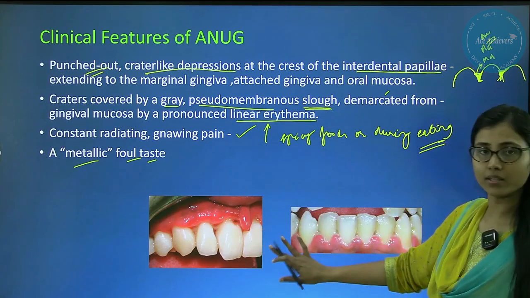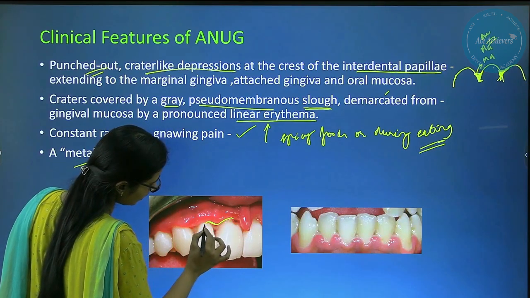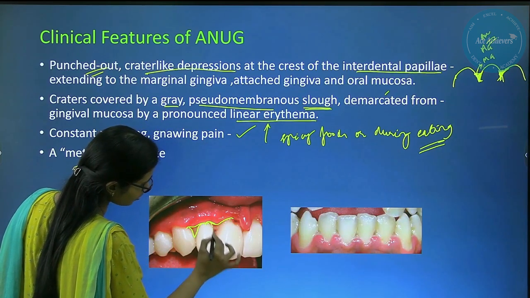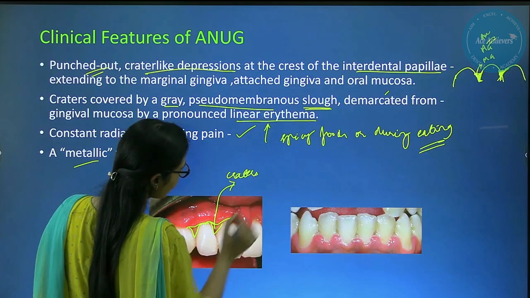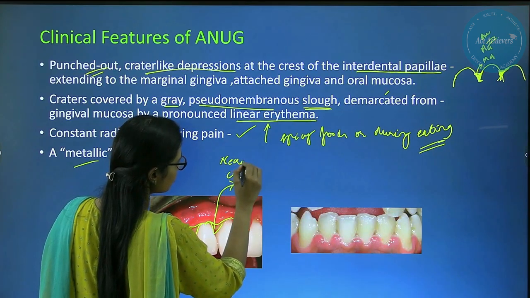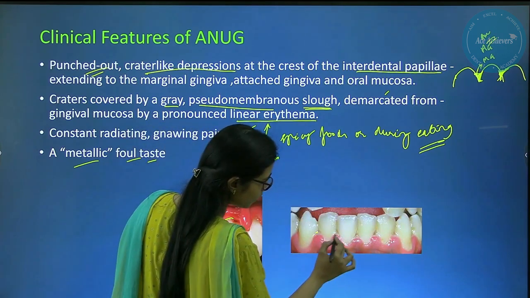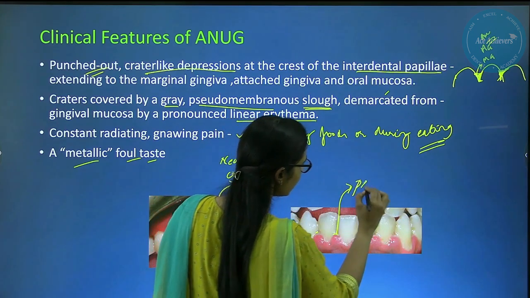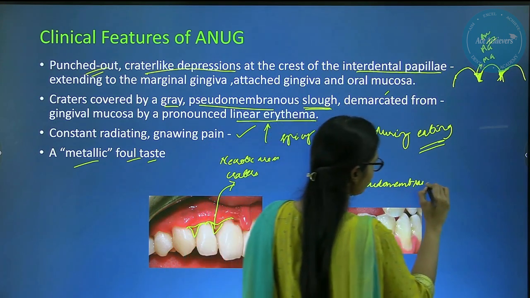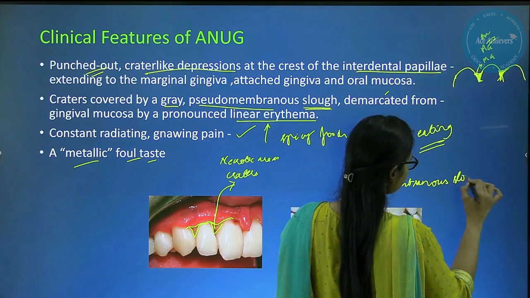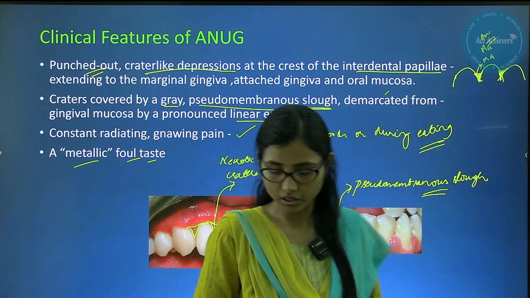Okay, as you can see in the picture here, the patient is presenting with necrosis. You can see that the tip of the papilla has been necrosed. There is an osseous crater or a depression. Crater, okay, necrotic areas are seen here. And if you see this picture, there is some pseudomembranous slough, a grayish white pseudomembranous slough which is covering the tip of the interdental papilla.